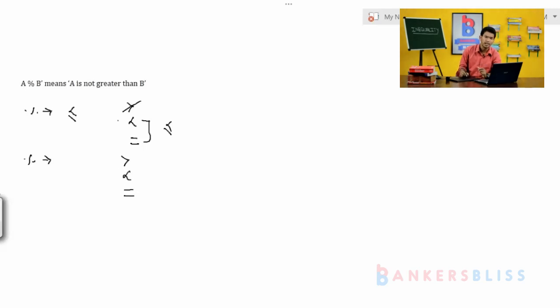A is not greater, it is nothing but cancel the greater, remaining is lesser and is equal to. I will combine this as less than or equal to. Is it clear? So, next.